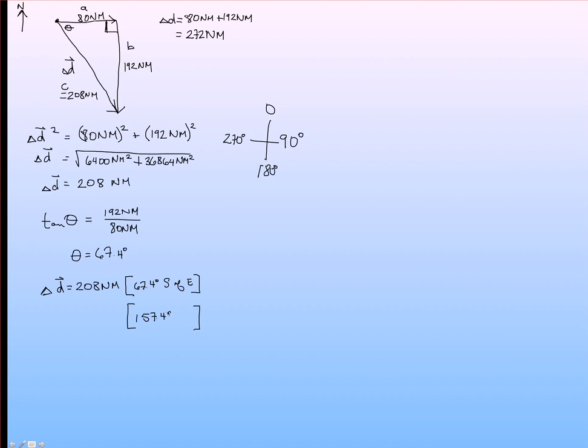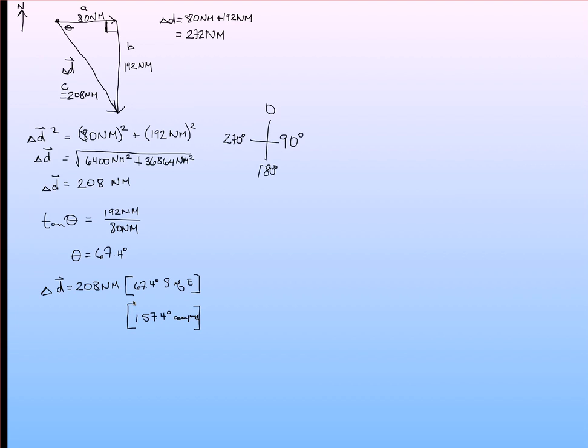You can describe the direction in multiple different ways. All of them are acceptable in terms of this course, as long as you're clear and correct as to which direction you mean, that's fine.